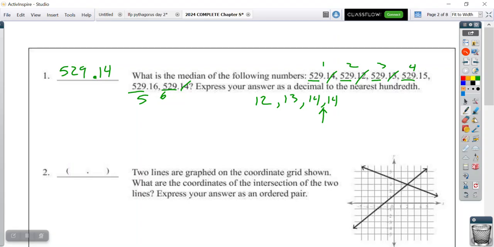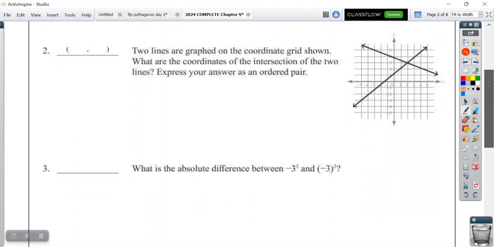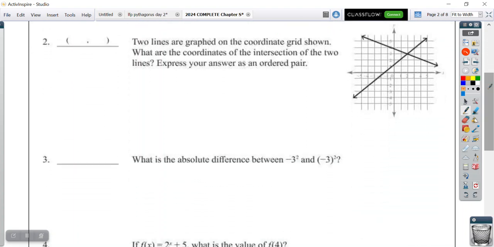The second question is like the most basic possible system of equations problem, where we are just asking what is the solution to the system. The solution to a system is where the lines intersect, and that is clearly at 2 and 3. The x value comes first, so we have 2, 3.